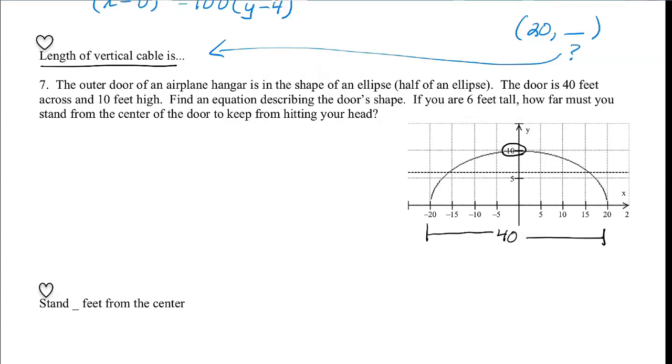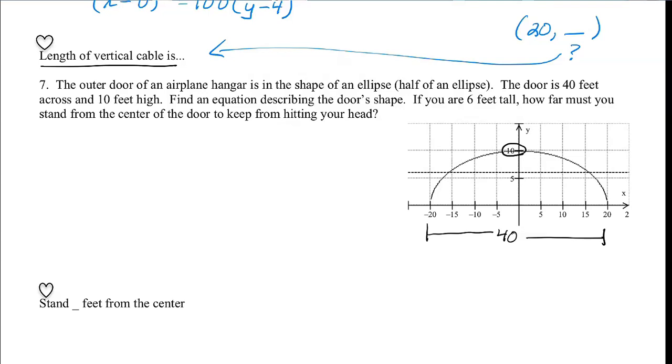Find the equation describing the door's shape. So we'll do that first. And then I'll have you answer, if you're 6 feet tall, how far must you stand from the center of the door to keep from hitting your head? Now, obviously, if you're walking through, you're not going to need to calculate an ellipse, but there are maybe more relevant questions like how tall of a plane, or what's the height of the plane at a certain point to make sure the plane doesn't smash into the hangar.